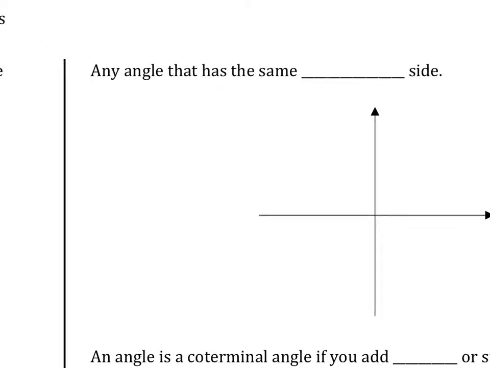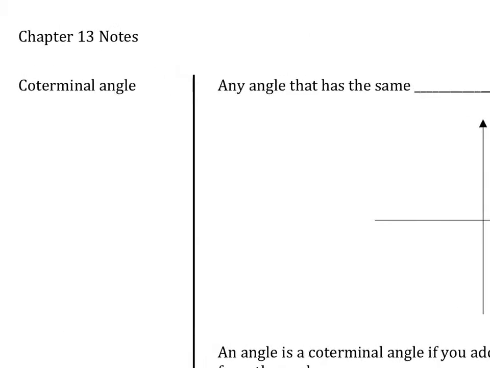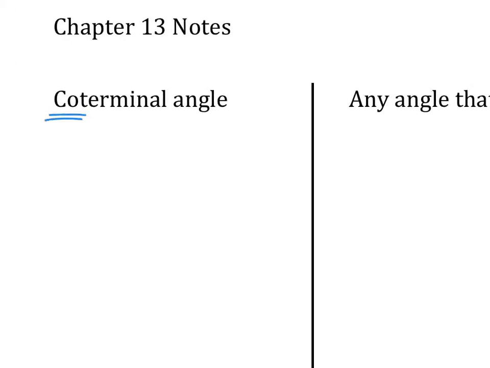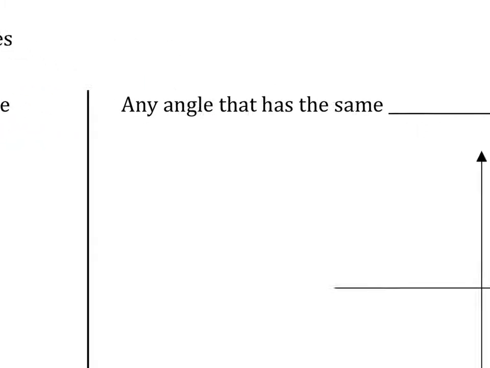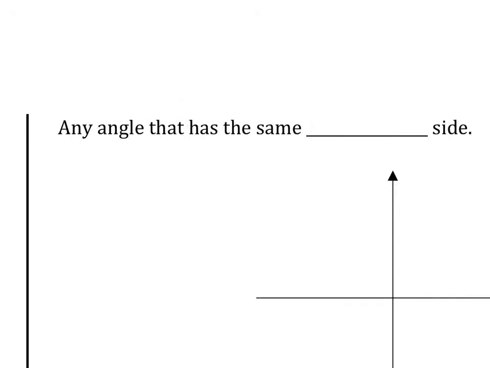Okay, coterminal angles. When you see the word coterminal, remember in conic sections we had co-vertex. Co usually means along with the other one, right? So coterminal, well, what does terminal mean? We just talked about it. It's the side that it ends on, the one that's moving. So coterminal means another angle that ends on the same terminal side.